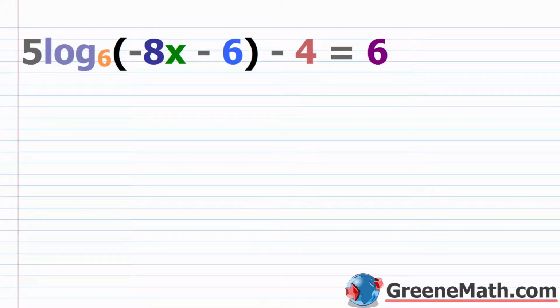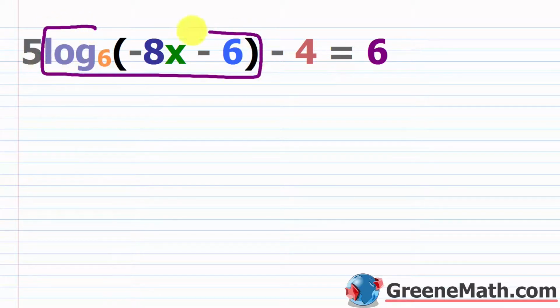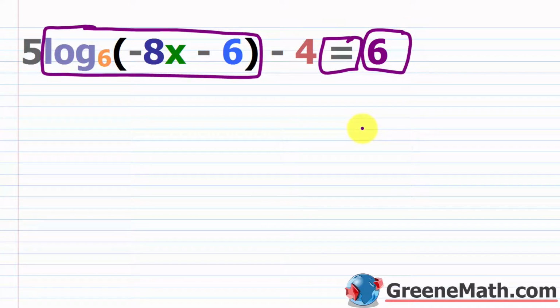Okay, let's take a look at one more of these. Again, this is very, very simple. You're just using some basic algebra. So we have 5 times log base 6 of -8x minus 6. Then outside we have -4, and this equals 6. Again, you want to get it to the point where this guy right here is equal to one number over here. So to do that, what do I need to do?